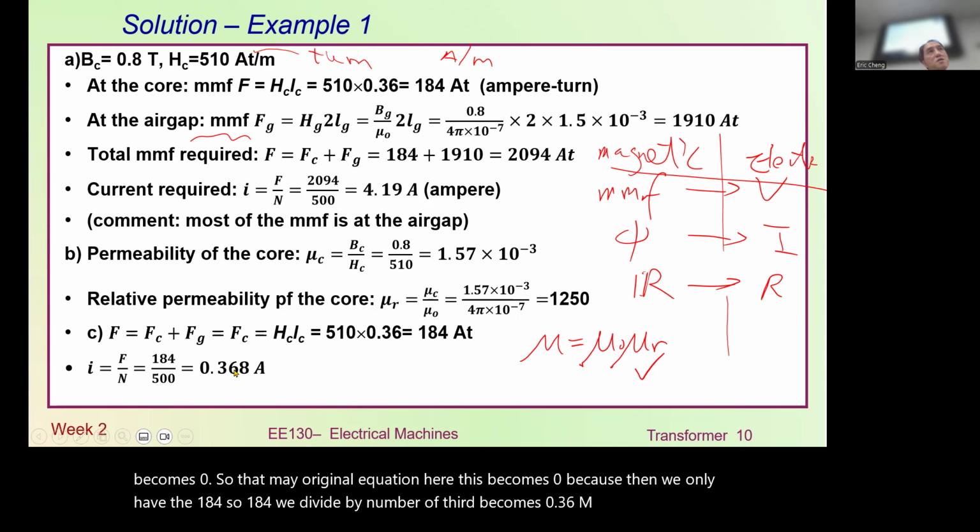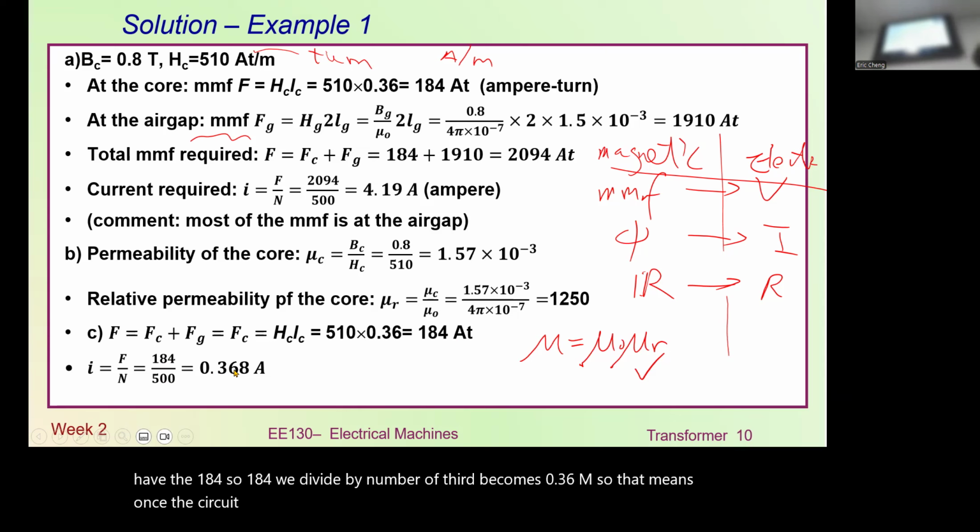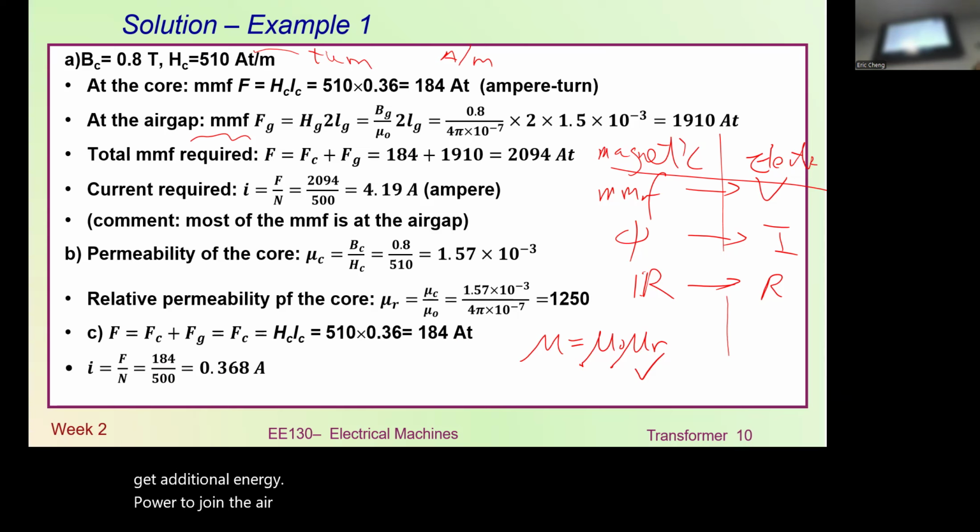That means once the circuit becomes closed, the current becomes much smaller because we don't need additional power to drive the air gap. So that's the phenomenon for this kind of simple machine, a relay. Well, we explained this question last week, so I just went through it briefly so that you understand.